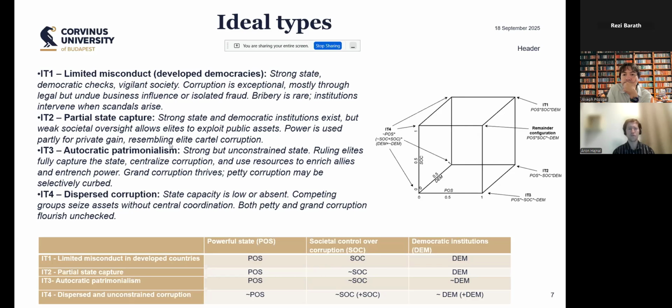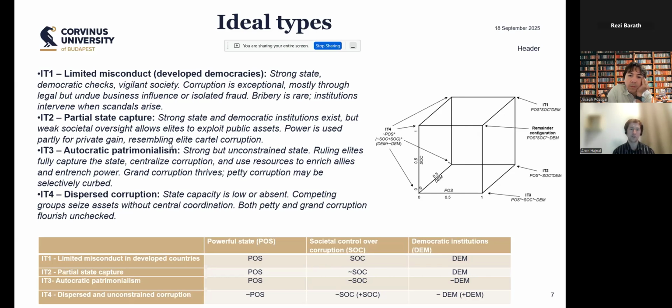And when it's revealed, it will typically lead to criminal investigations. So this is the least corrupt, so to say, ideal type. The second is partial state capture, in which there is a powerful state and there are democratic institutions, but there is weak control over corruption by the society.